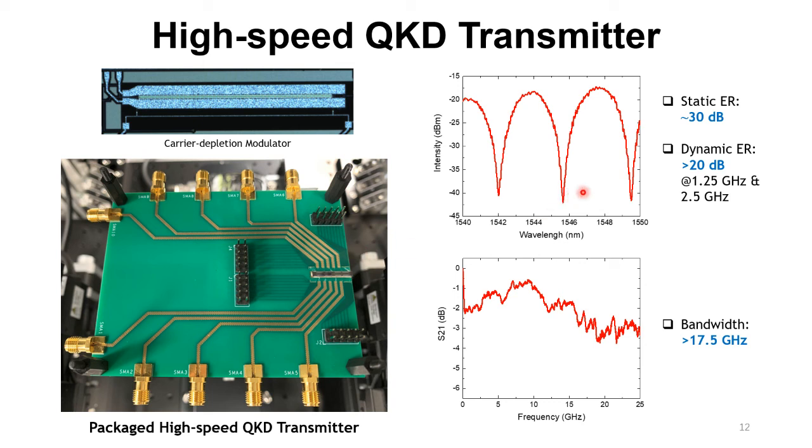And we can see from the results, the modulator has a static extinction ratio of about 30 dB. And the dynamic extinction ratio is over 20 dB at 1.25 GHz and also 2.5 GHz. The S21 figure indicates the bandwidth of the modulator is over 17.5 GHz. This data supports that the transmitter is able to operate at 1.25 GHz and higher speed.